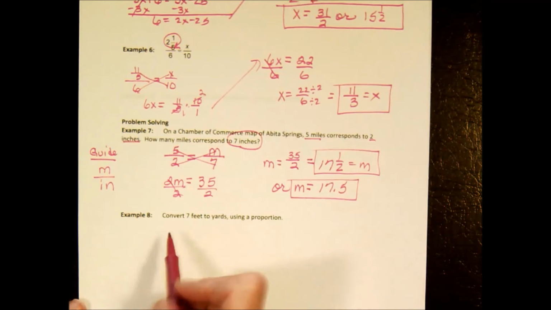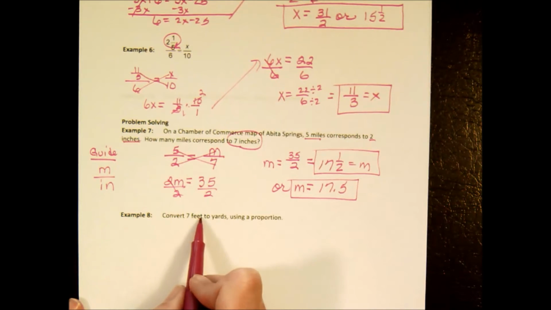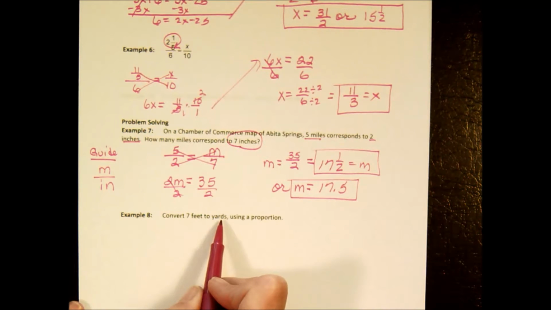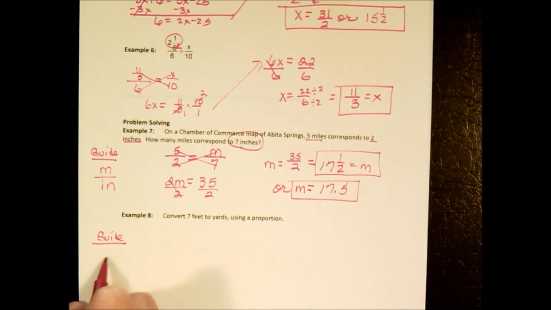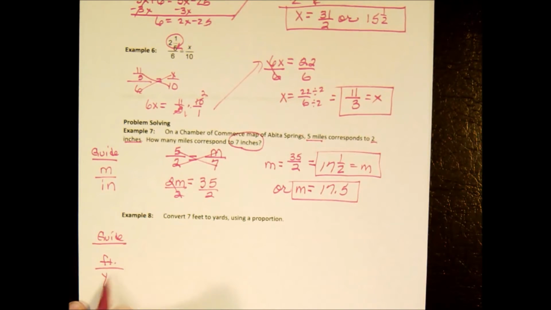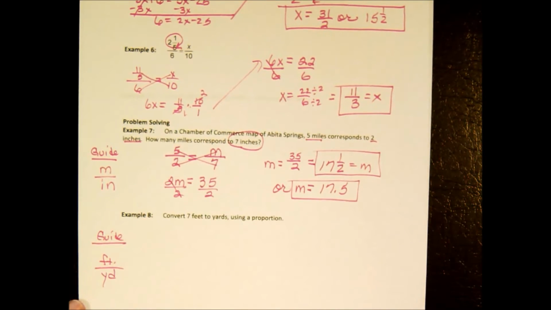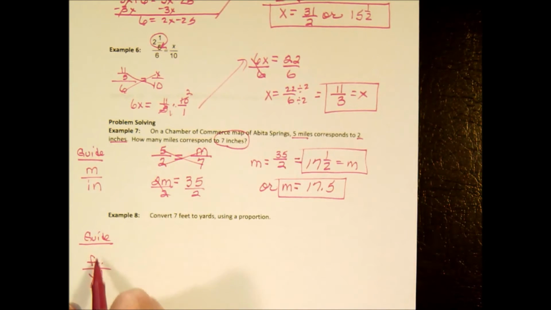Let's do another one. Convert 7 feet to yards. So what are we comparing? So for our guide, we have feet to yards, feet on top. On this one, what you're going to do is use a conversion that you get off of your conversion table, or you probably know this one. Feet to yards. 3 feet makes 1 yard. So that's the left side of my proportion.